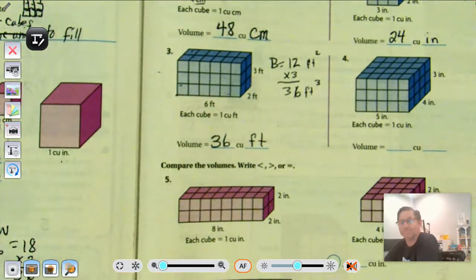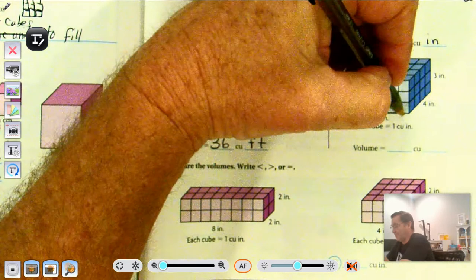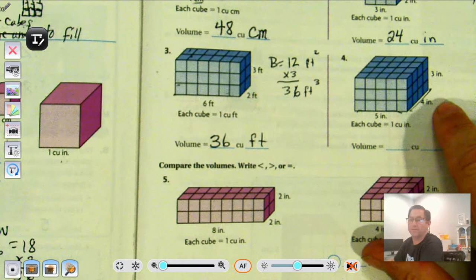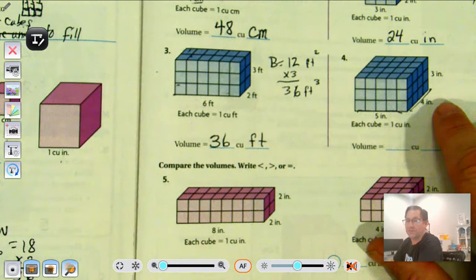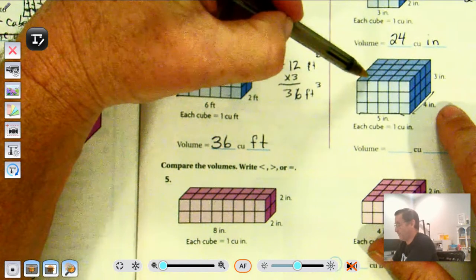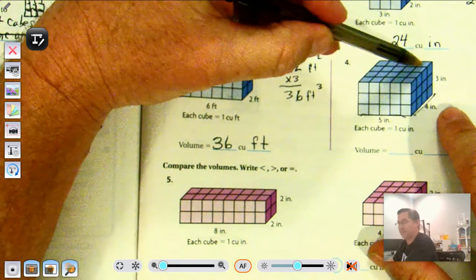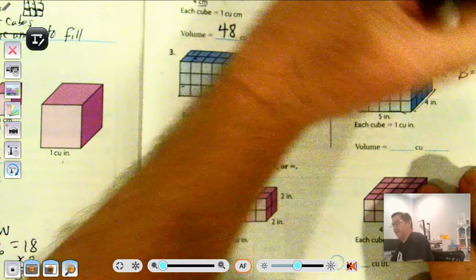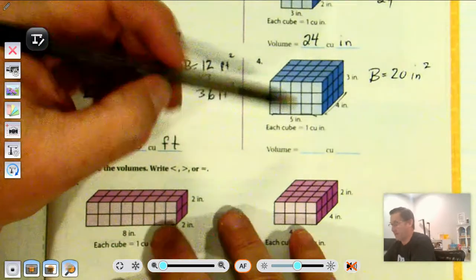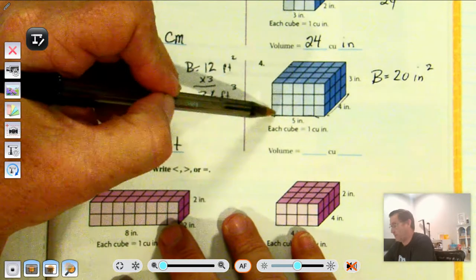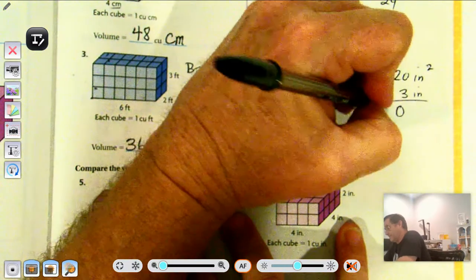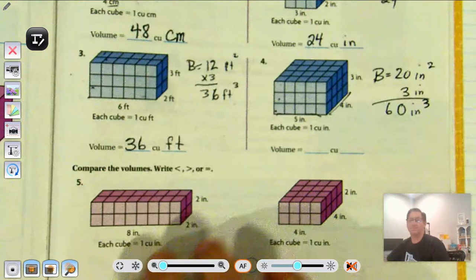Okay, number 4. I have a length of 5 and a width of 4. So that should be a base of 20. So 5, 10, 15, 20. Okay. So the base is 20 square inches. And how many layers of 20 square inches do I have? I have 1, 2, 3. So we have 60 cubic inches.